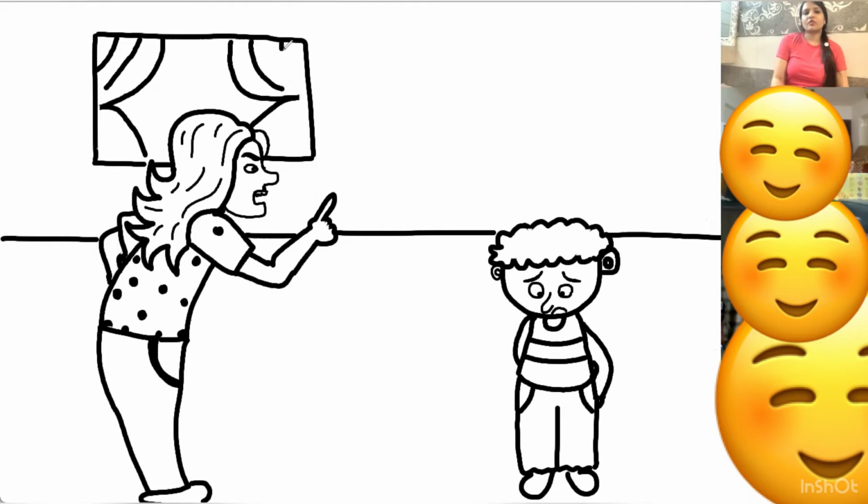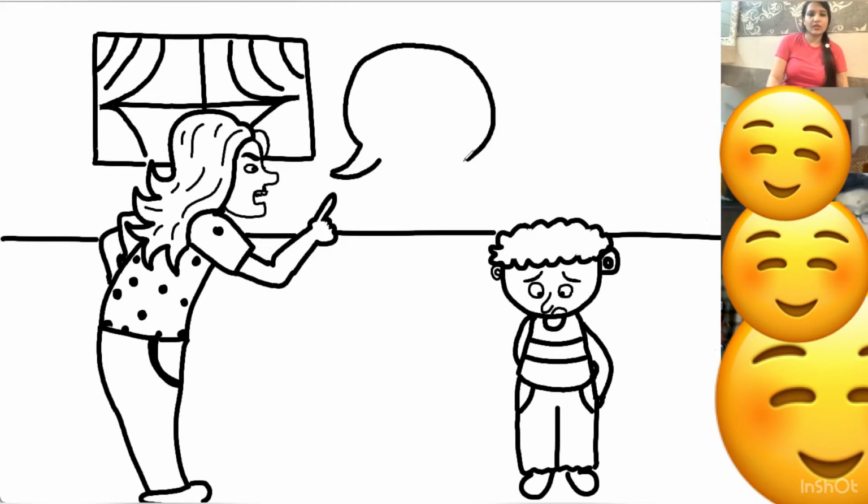See, this is how I have drawn the window. This is the window. Mama is scolding this child. What has he done? What has he done? Now, there can be a clock or there can be something. Now, the question is, what has this child done? Okay. So, there can be a dialogue from mother. You can make a dialogue box. You can write something.